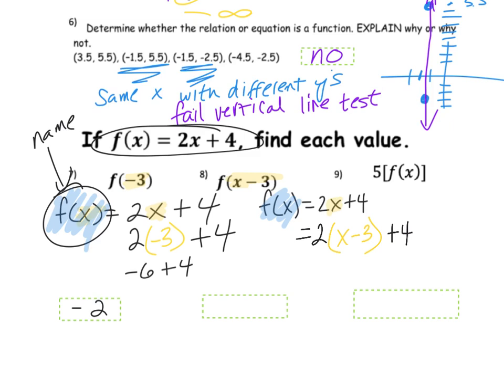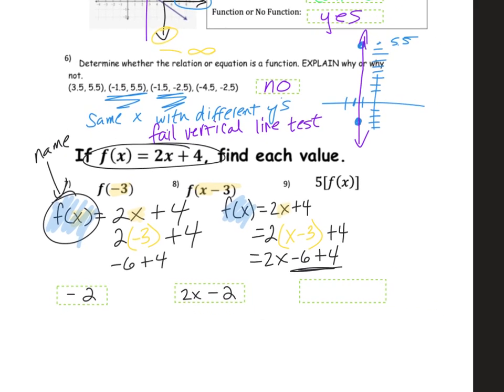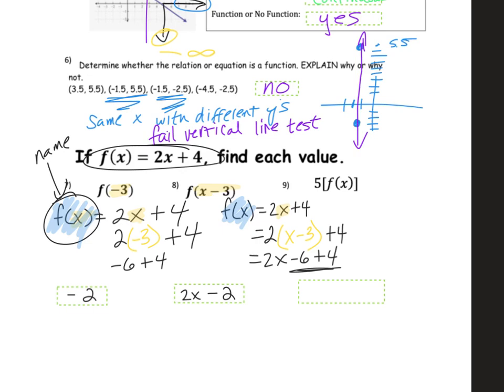Now I need to do distributive property, so that'll be 2x minus 6. And finally, I've got like terms to combine. I'm going to combine that negative 6 and the 4. So my final simplified version is 2x minus 2. Questions about number 8 before we finish it out?